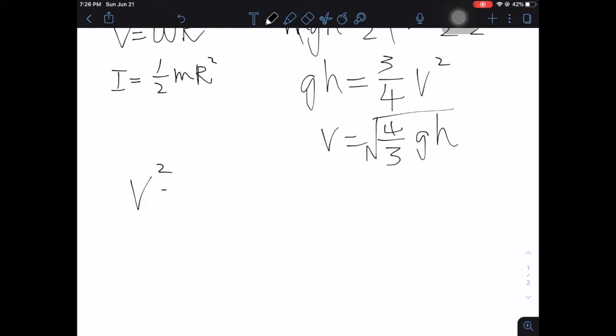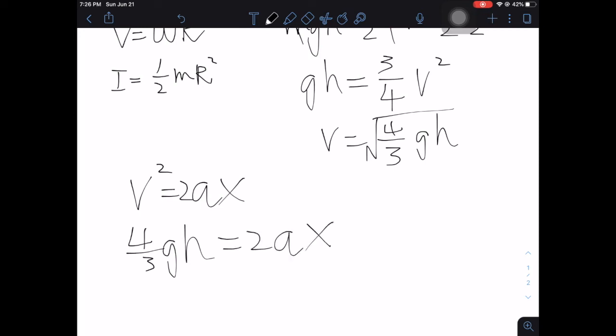So now we can use our kinematic formula. We know that the final velocity squared is equal to the initial velocity, which is 0, plus 2ax. a is the acceleration of the center of mass. Then we'll plug it in. It's 4 divided by 3 times gh is equal to 2ax. x is the displacement, and from the geometry of the triangle, we know x is equal to h divided by sine theta. Then we plug it in.